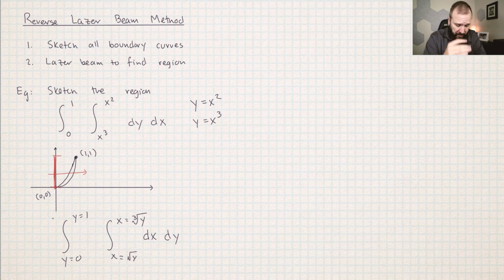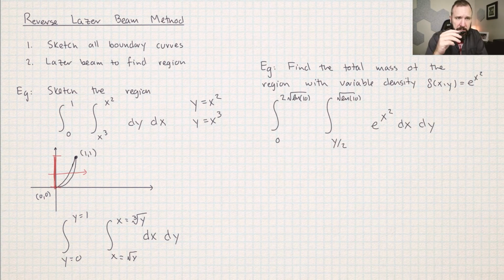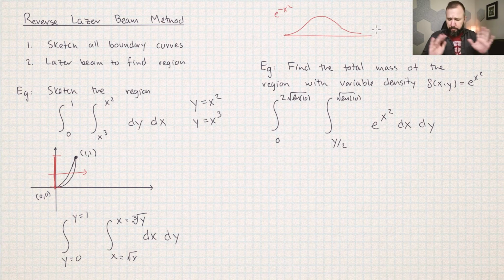I have another example that's interesting, because you could only solve this problem after reversing the order of integration. Let's look at that. Here's the example. We're asked to find the total mass of a region, and this region has variable density, and the density is e to the negative x squared. I just want to let the cat out of the bag about what's going on here. This e to the negative x squared is the classic Gaussian bell curve, a really important function, especially in probability and statistics.